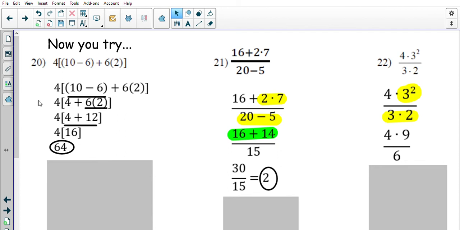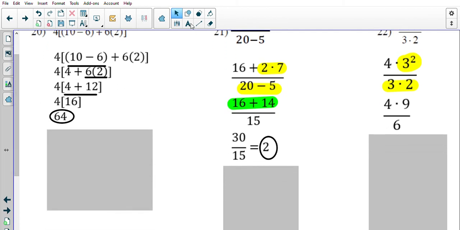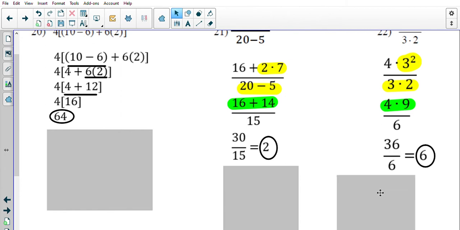the 3 times 2. Now, next step I would do here, which I'll highlight in green, is 4 times 9, which is 36. I've got 36 divided by 6, which is 6. Lots of 6's in this problem.